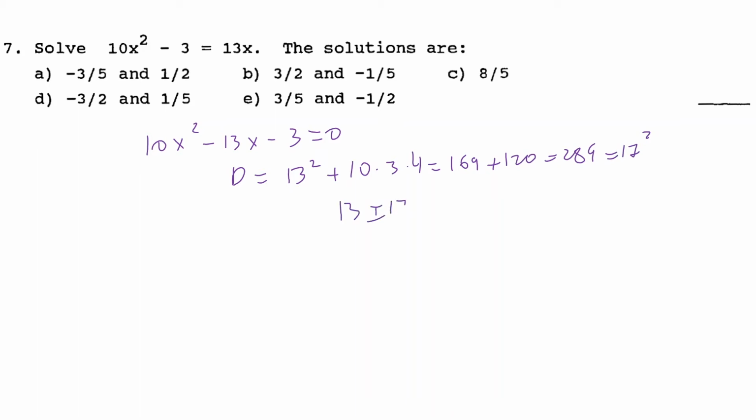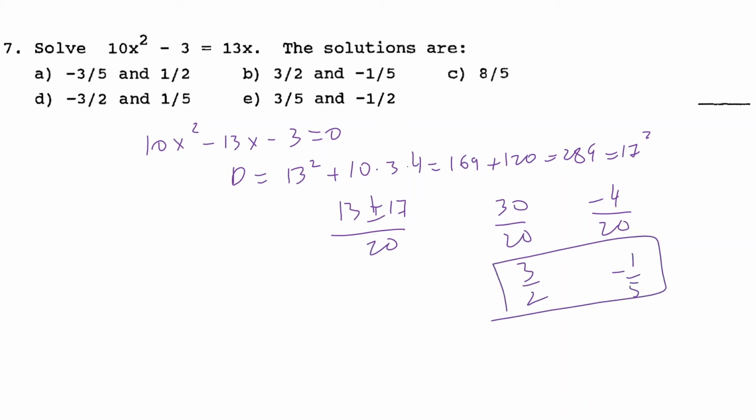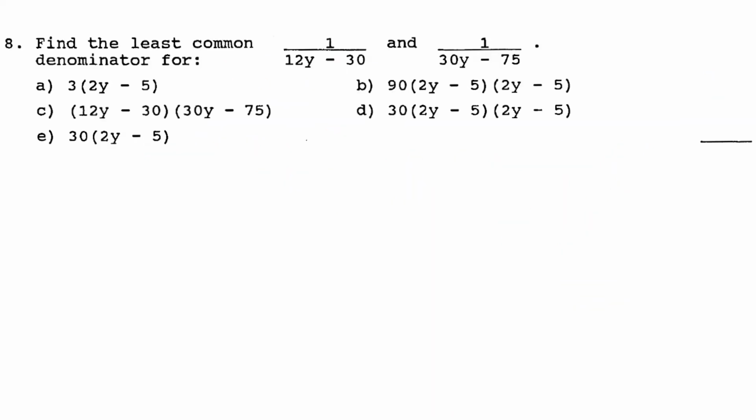13 plus minus 17 over 20. So the first one is 30 over 20. The second one is minus 4 over 20. So that's 3/2, and this is negative 1/5. These are the two answers we got. It is clearly B.